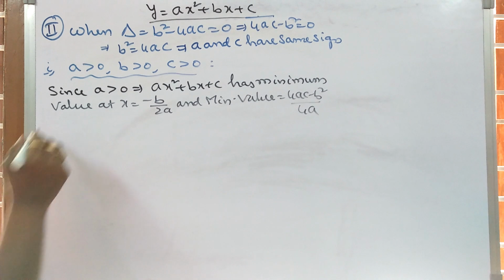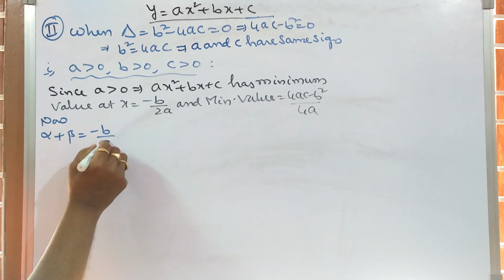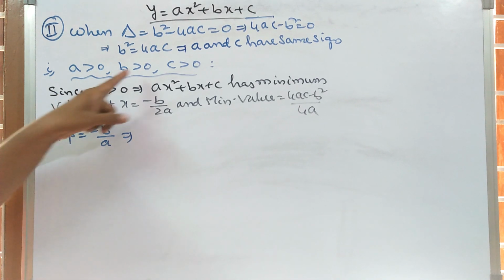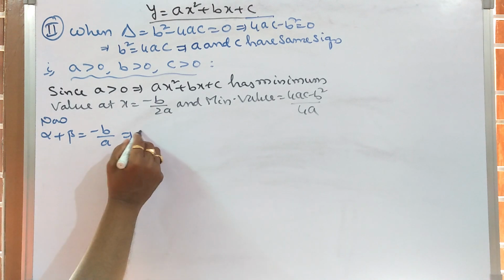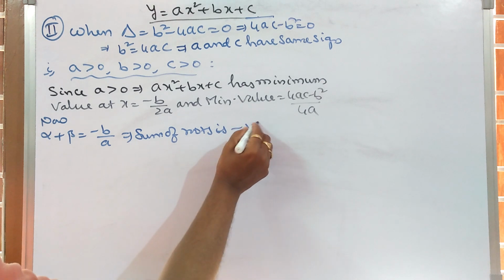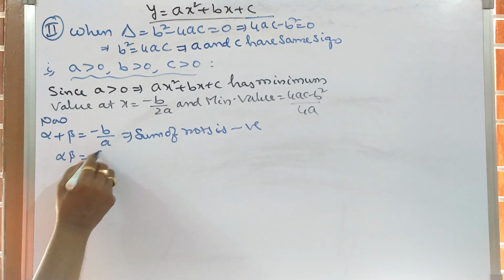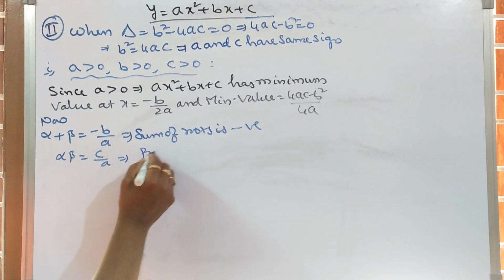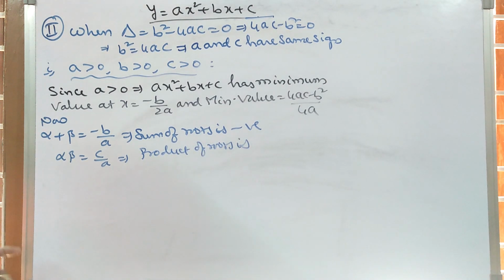Now let us see the sum of the roots. Alpha plus beta is equal to minus b by a. Here b is positive, a is positive. Positive by positive is positive, but the minus sign is there. That means the sum of roots is negative. And alpha beta is equal to c by a, the product of roots. The product of roots is positive by positive, positive.